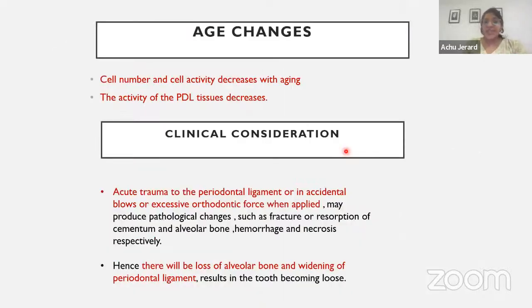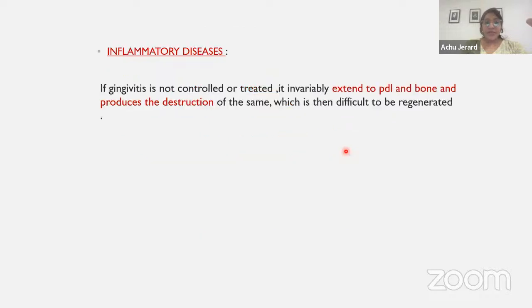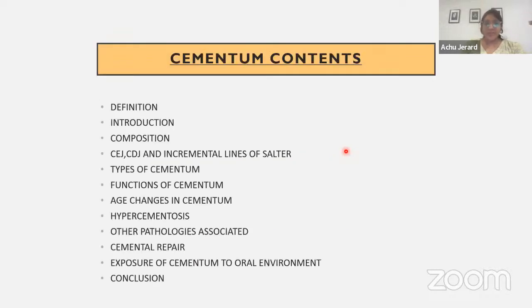And coming on to the age changes, you can easily remember that the cell number and cell activity decrease when old age strikes. So the activity of the PDL tissues also decreases. Okay. And then we'll move on to the next topic, cementum. In cementum, you need to know what cementum is and its composition, the various junctions, cemento-enamel junction and cemento-dentinal junction, and majorly the types of cementum. That is what we'll have to know about in cementum.